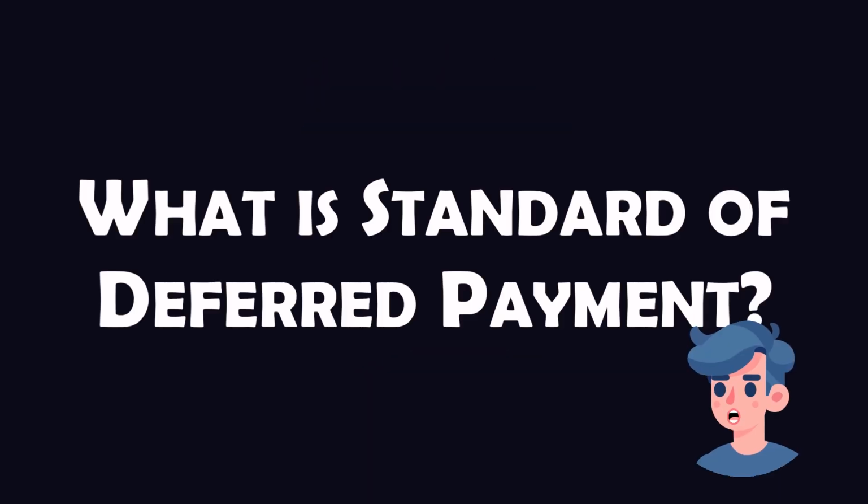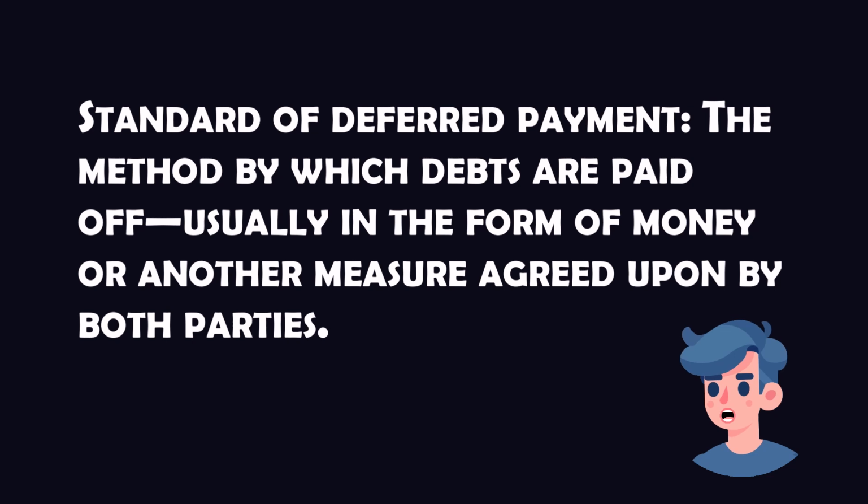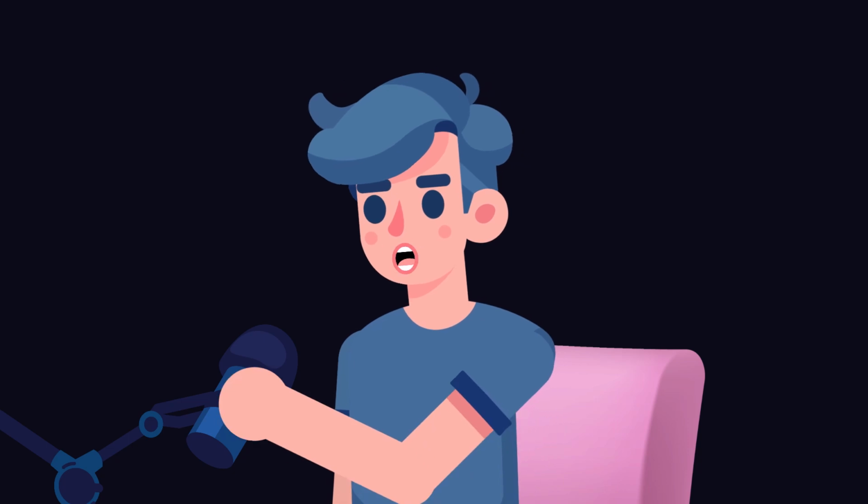The standard of deferred payment is one of the fundamental functions of money. It refers to the accepted method of settling a debt, a function critical to the credit system. Historically, commodities like gold or even livestock served as standards. Today, it's typically national currencies.